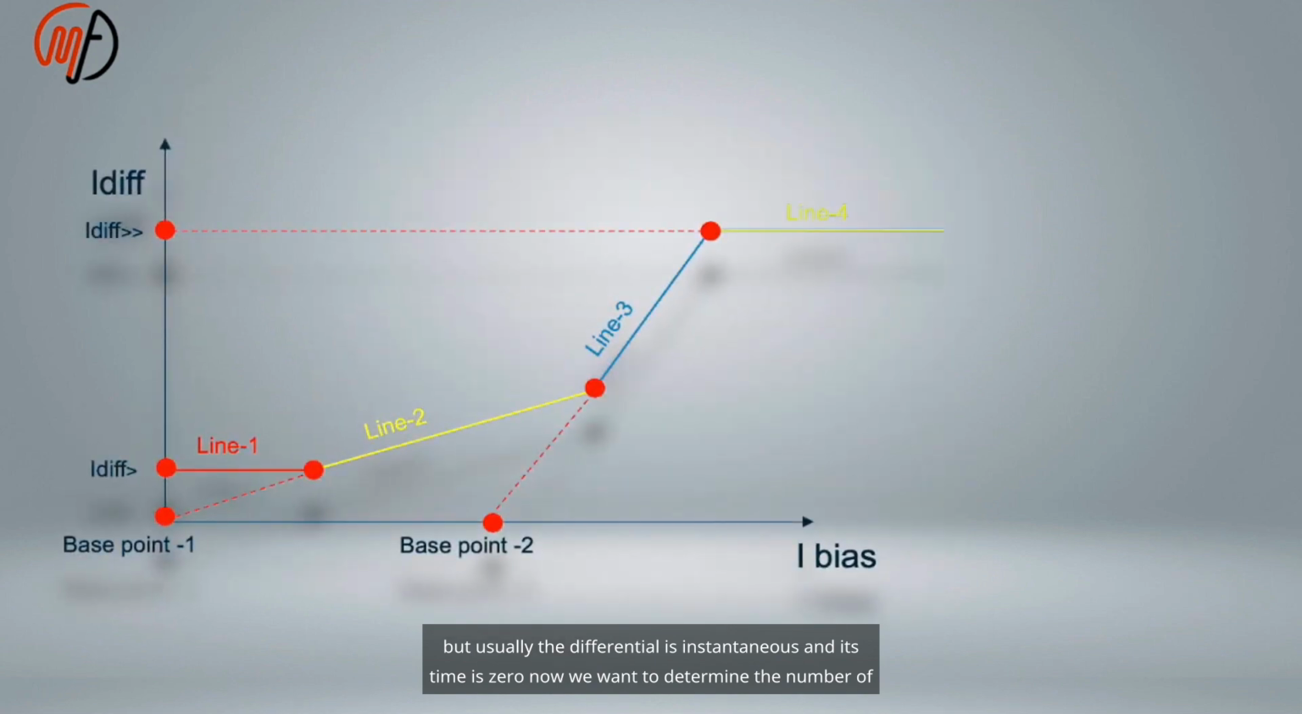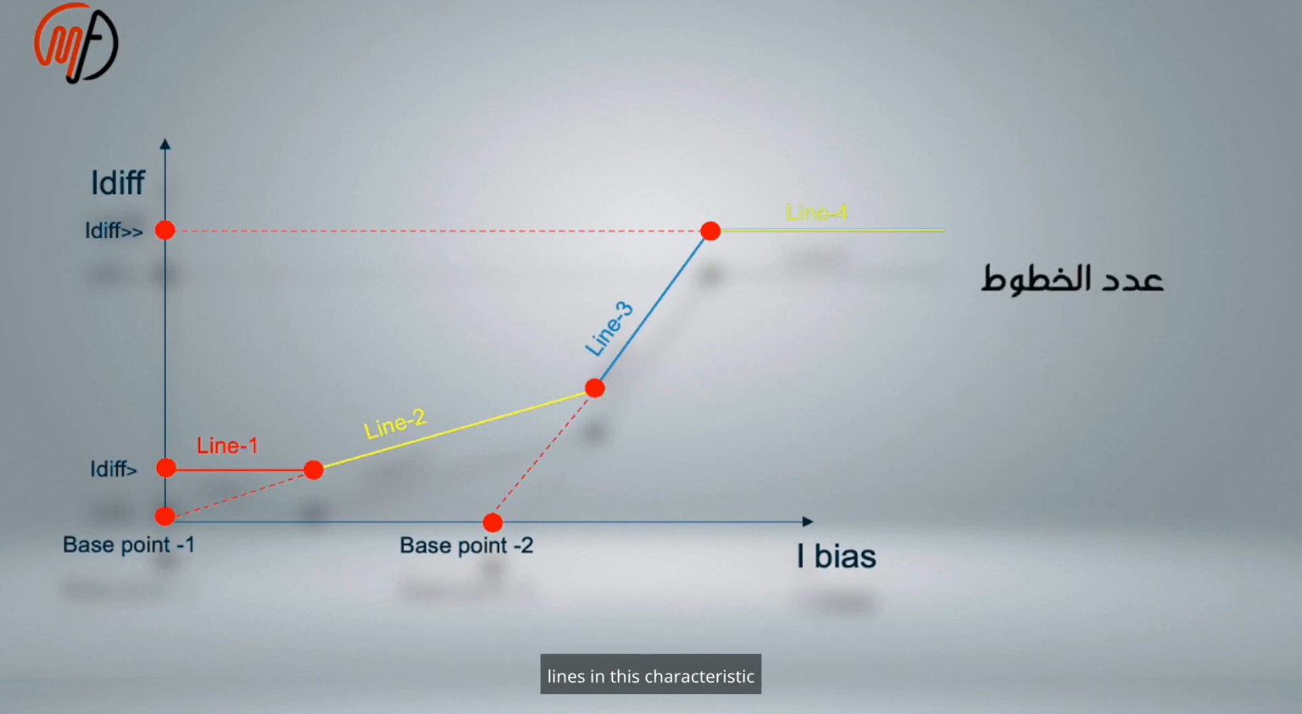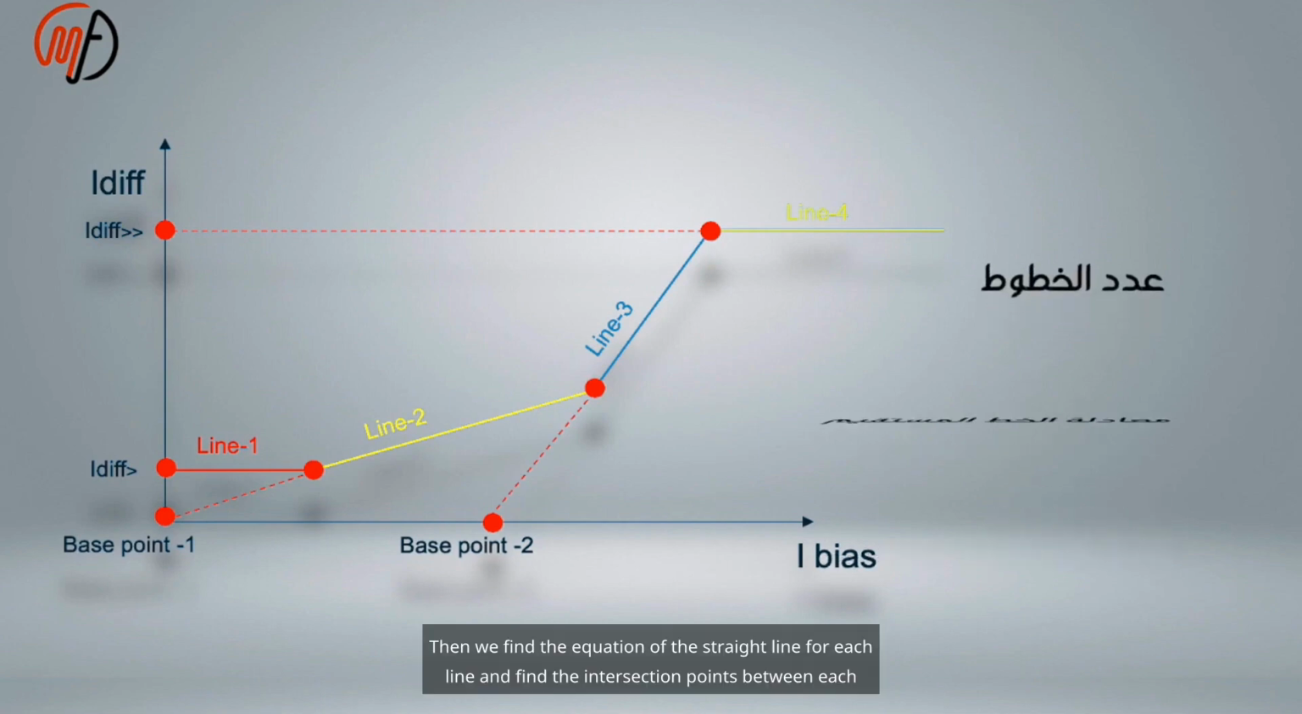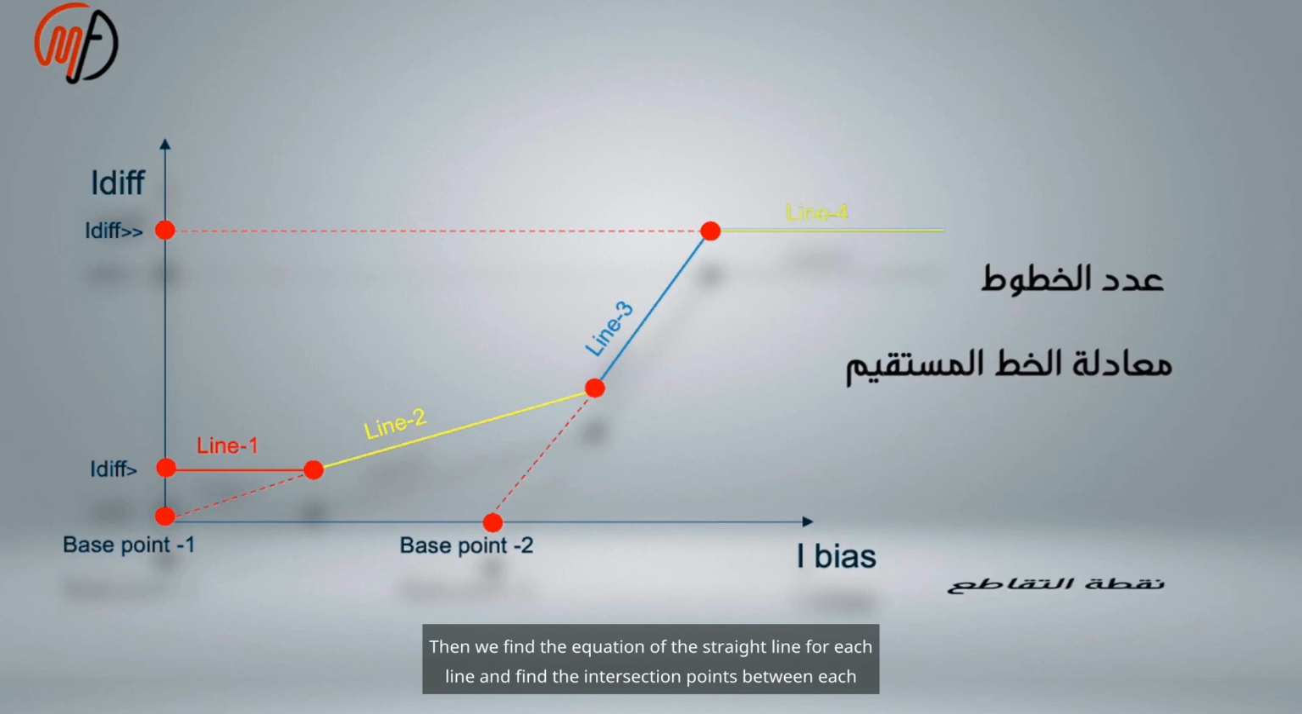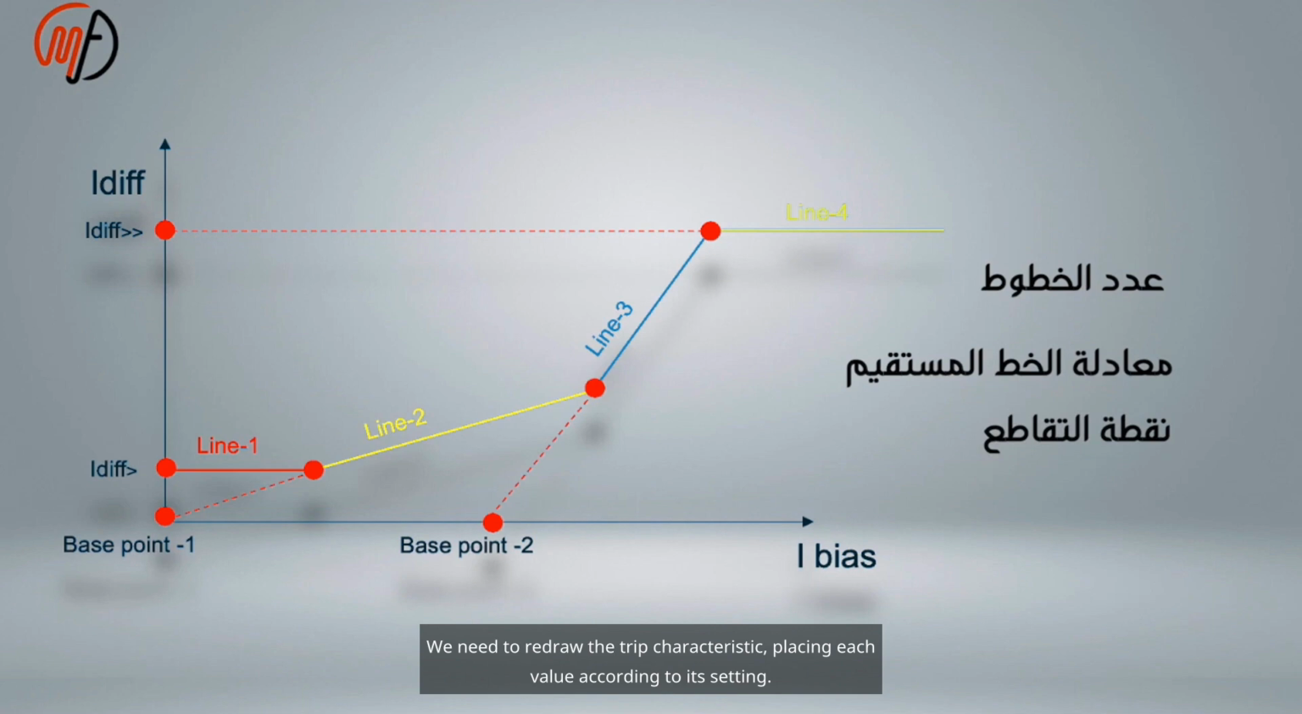Now we want to determine the number of lines in this characteristic. Then we find the equation of the straight line for each line and find the intersection points between each pair of lines. We need to redraw the trip characteristic, placing each value according to its setting. We will review how to find the equation of the straight line and apply it to the characteristic.